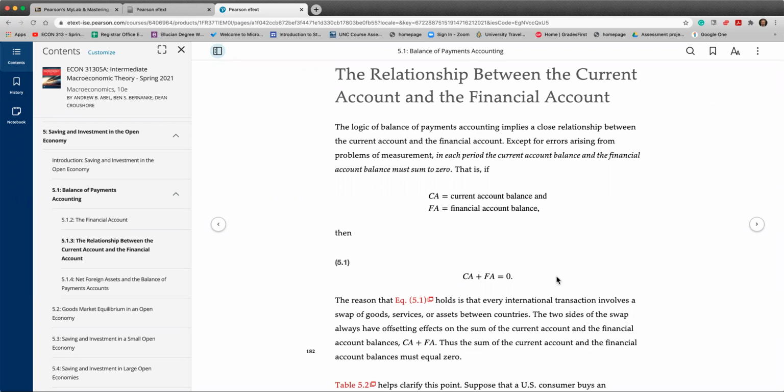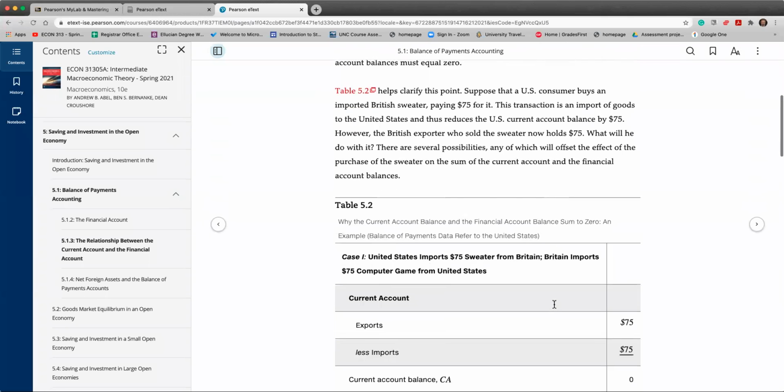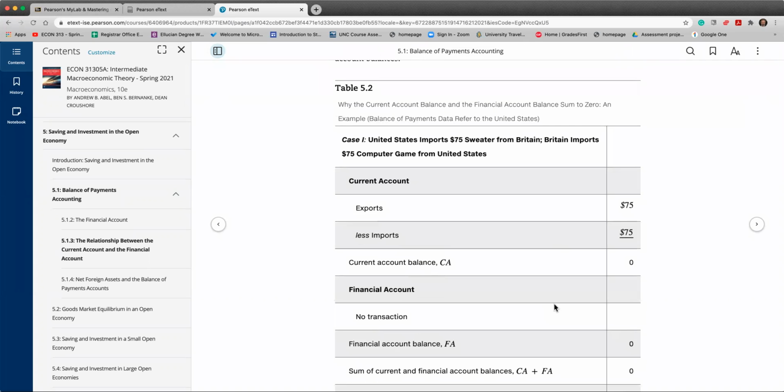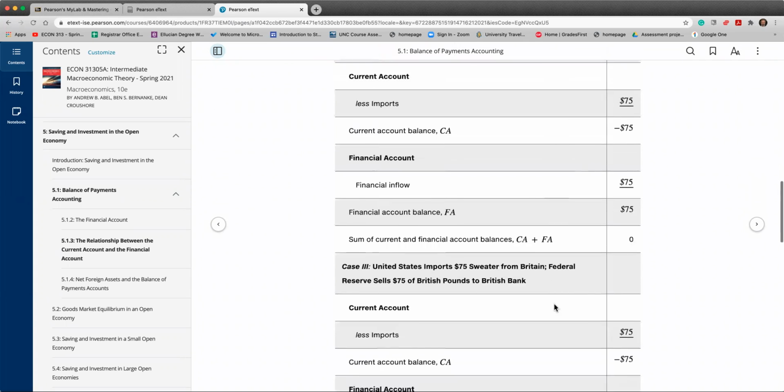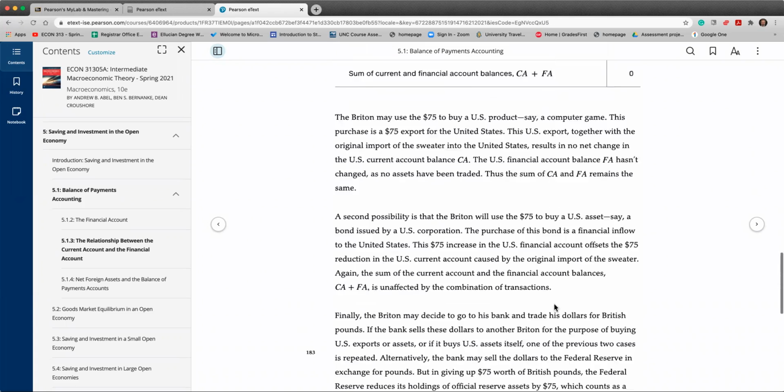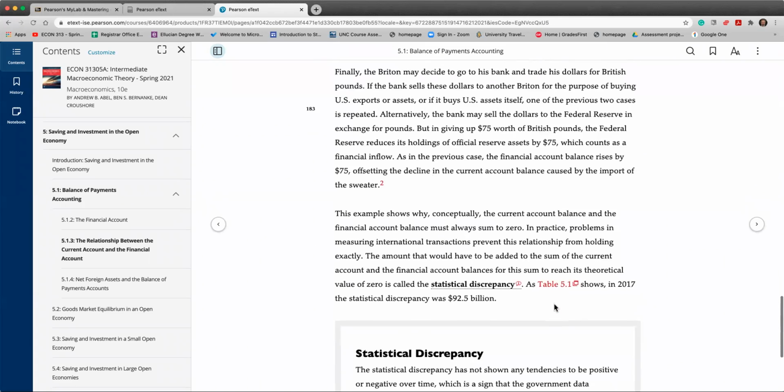Okay, so that relationship is really, really important in this chapter. It's important that you understand that and can explain it, and it's important because it's going to also play a role in our model, in our graphical model. So that's one of the things to pay attention to. And then there's an example of why that has to be the case, so it's important for you to understand why that's the case.